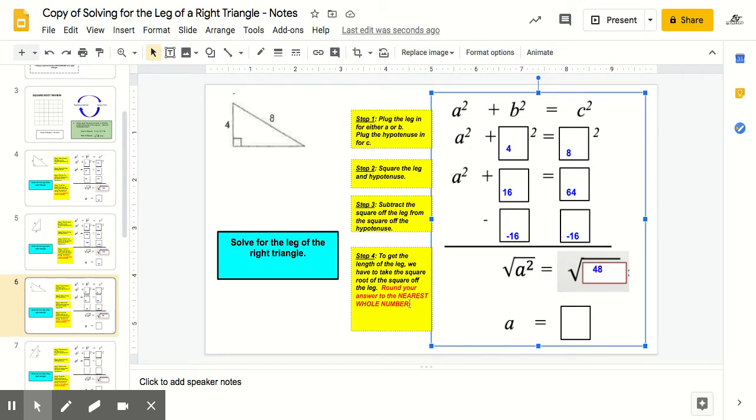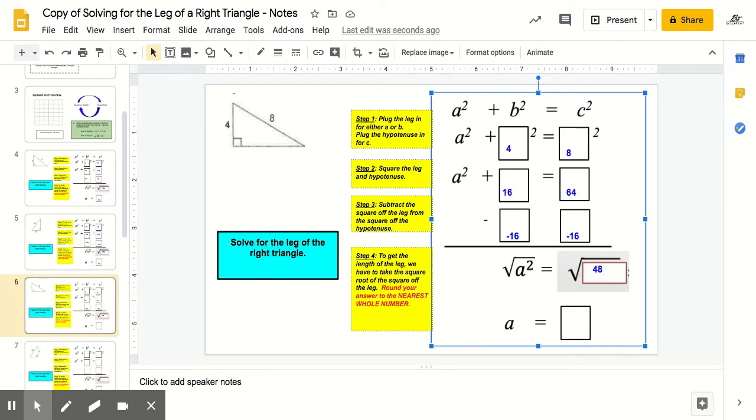Notice how in the step 4 text box, guys, I wrote round your answer to the nearest whole number. Sometimes it's going to work out where the number underneath the square root isn't a perfect square, which means there does not exist a number that I can multiply by itself to get 48. So we're going to get a decimal, which is fine. You guys are going to have to use a calculator for this. Just simply round it to the nearest whole number.